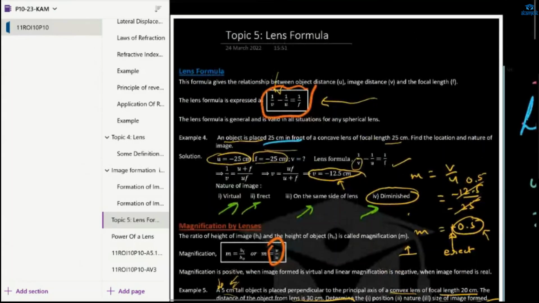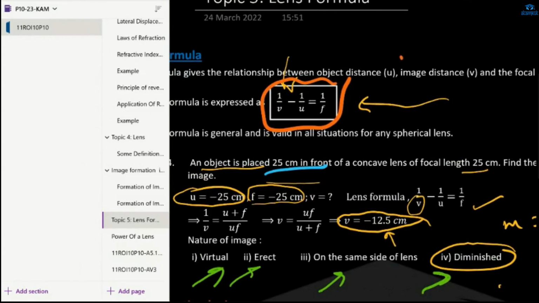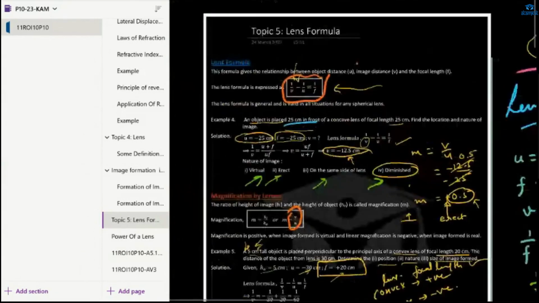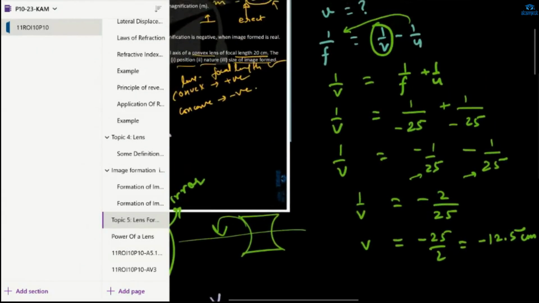And in case of a mirror, the mirror formula was 1 by v plus 1 by u is equal to 1 by f. But in case of a lens, it will be 1 by v minus 1 by u is equal to 1 by f.